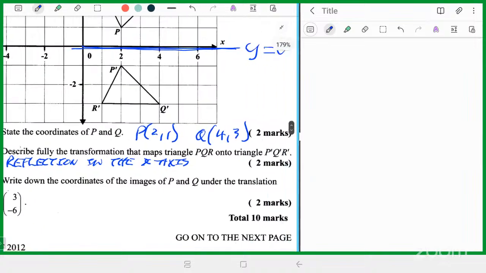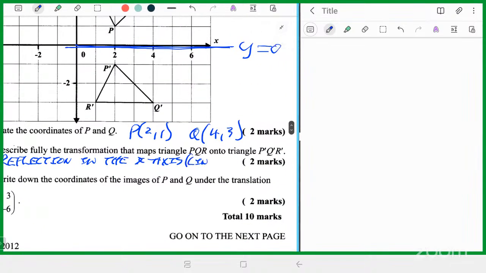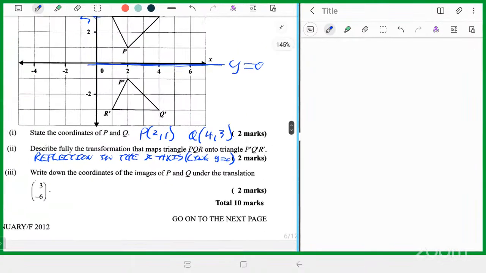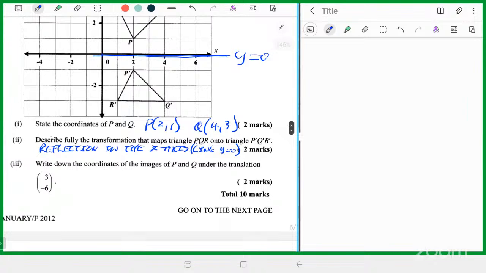Instead of x-axis, you could say the line y equals 0. X-axis, the line y equals 0. Done. That's why you discover reflection, but it's given the name reflection and the mirror line. Reflection only has one component.